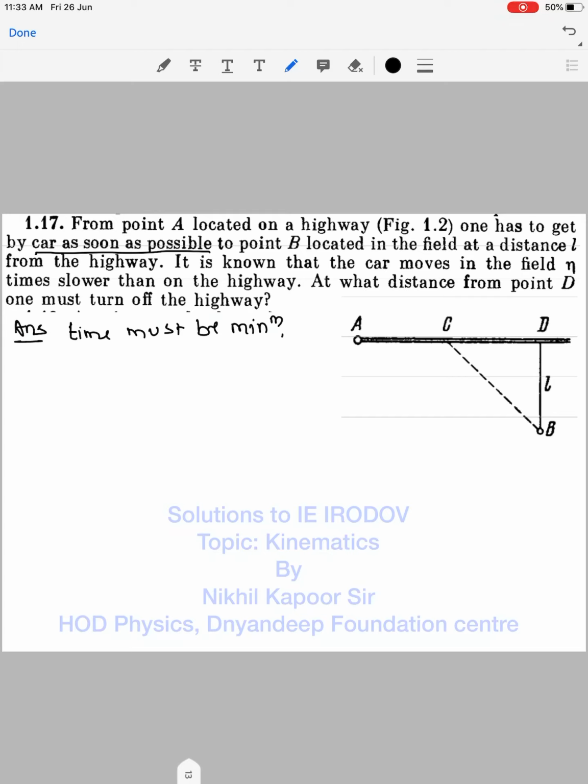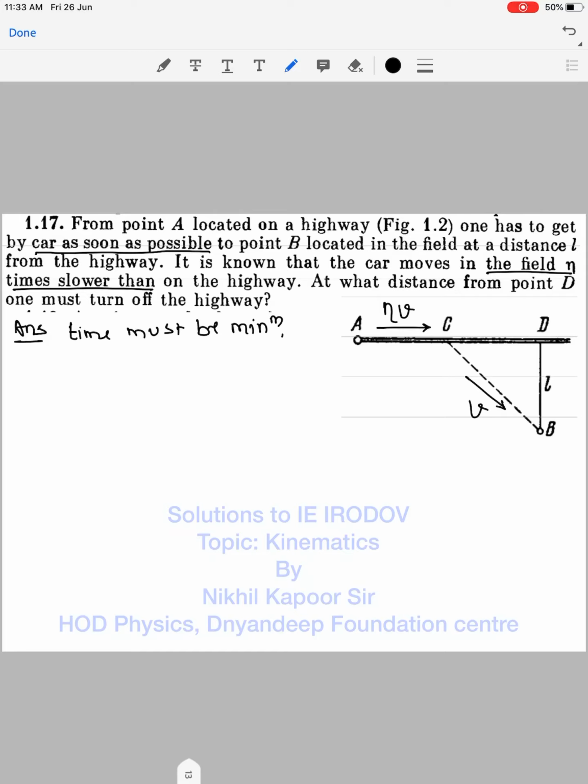It is known that the car moves in the field eta times slower than on the highway. So if v is the speed in the field, then obviously the car is going with the speed eta times of v, faster, okay, on the highway. So the velocity on the highway becomes eta v and the velocity in the field is v I have taken. It is known that the car moves in the field eta times slower, that we have already considered.